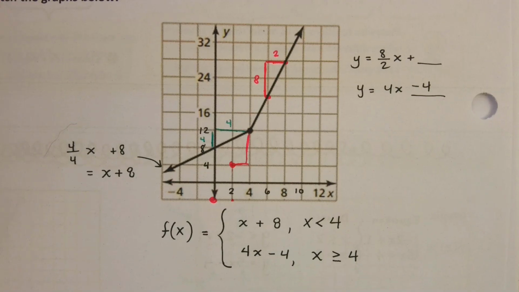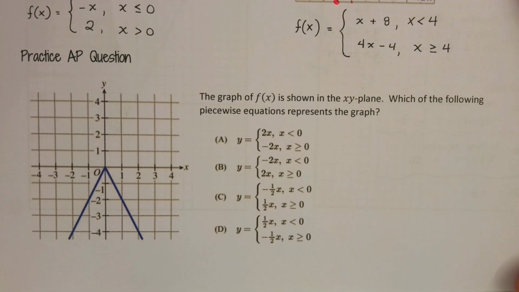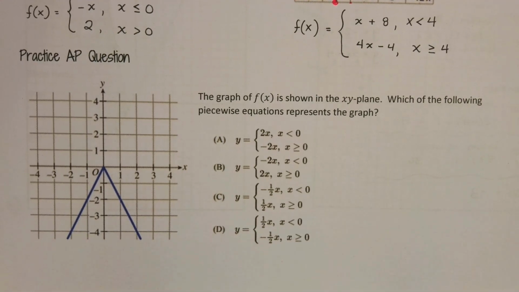I know. All right, bottom one comes from AP Classroom. We have this V-shaped looking graph. It says the graph of f of x is shown in the xy plane. This is a piecewise graph, but it's similar to the last one where the two pieces connected, and so one will be open and one will be closed. Which of the following equations represents that piecewise?